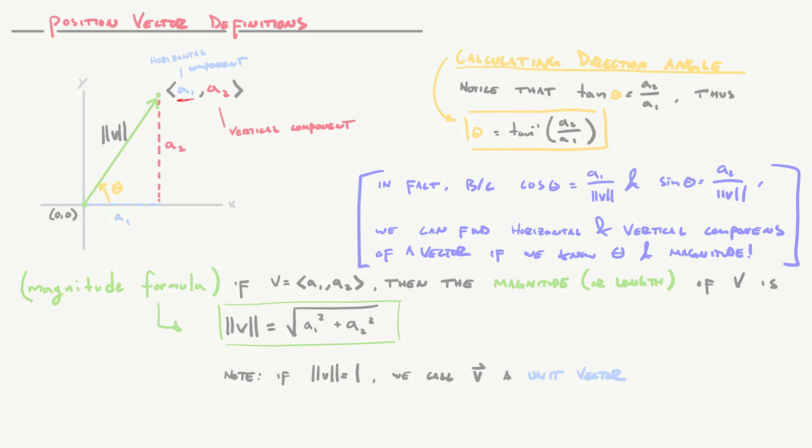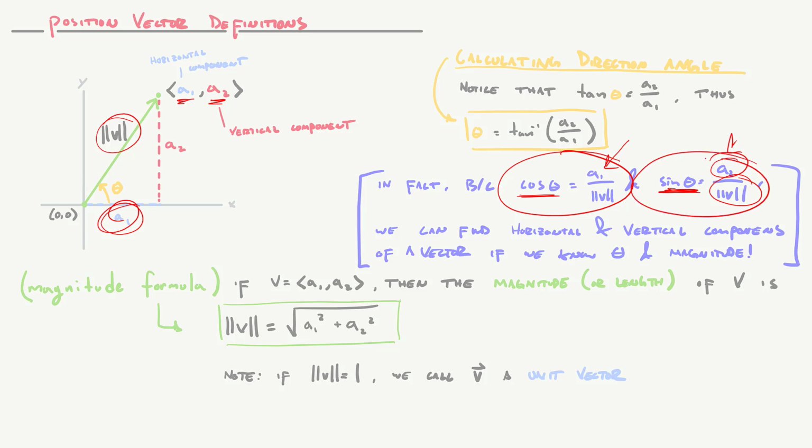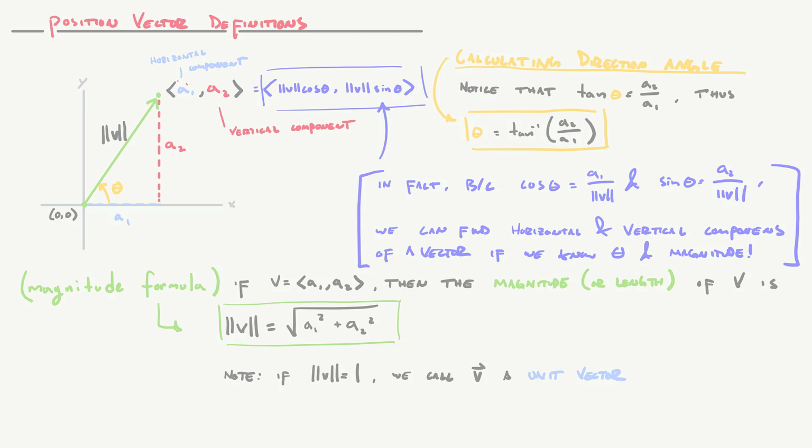We can actually extend this idea to find vertical and horizontal components as well, using right triangle trig. We set up a ratio using tangent already, but notice that the cosine of theta is the horizontal component divided by the magnitude. The sine of theta is the vertical component divided by the magnitude. So if you wanted to solve for a1 and a2, you'd multiply both of these equations by the magnitude of v. The horizontal component can be found by multiplying the magnitude by the cosine of the direction angle, and the vertical component by multiplying the magnitude of the vector by the sine of the direction angle.